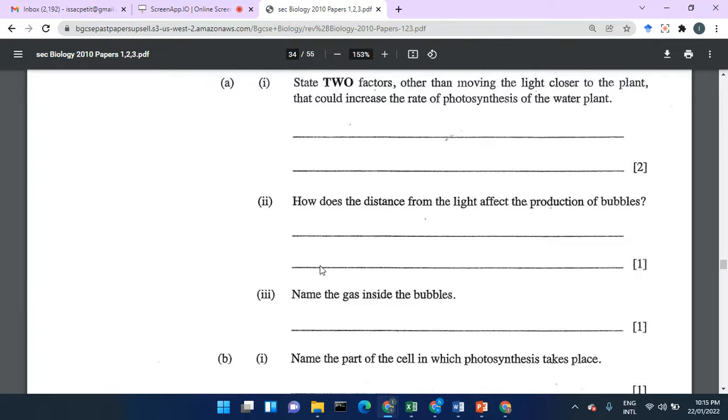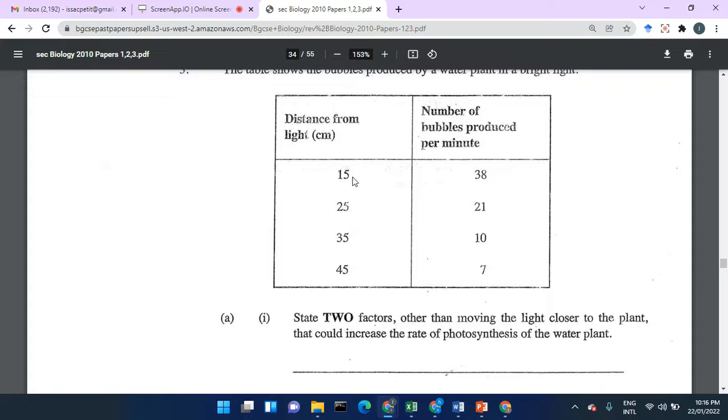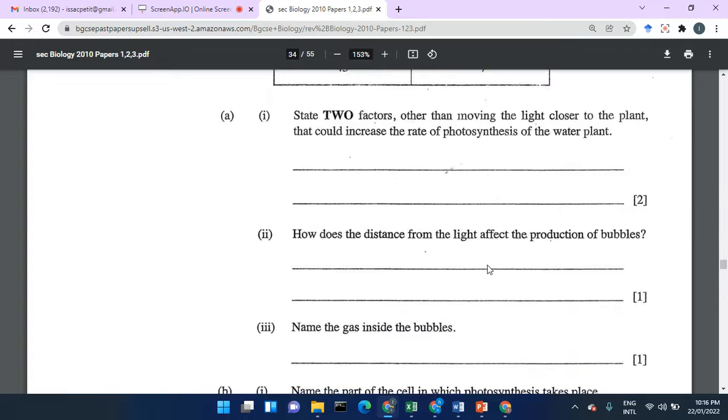It says, how does the distance from the light affect the production of bubbles? Let's look closely. Notice that here we are 15 centimeters away from the light, and a great number of bubbles were produced. That was 38 bubbles produced per minute. But the further we increase the distance of the water plant from the light, the further we go away from the light, we notice that the number of bubbles produced per minute actually goes down. And so let's answer it properly.